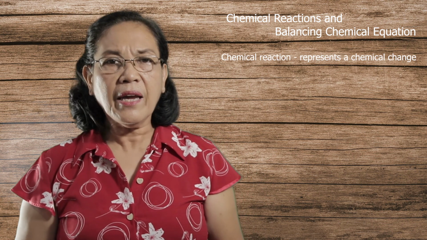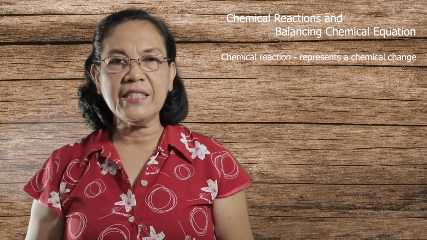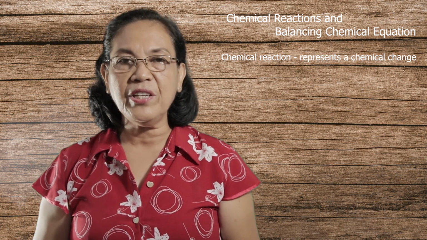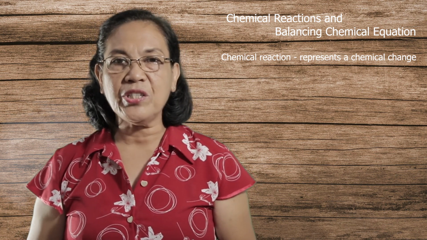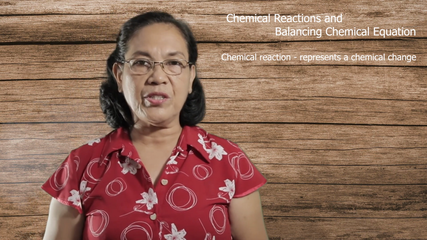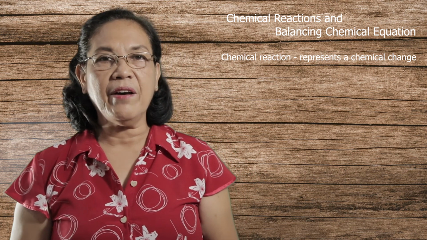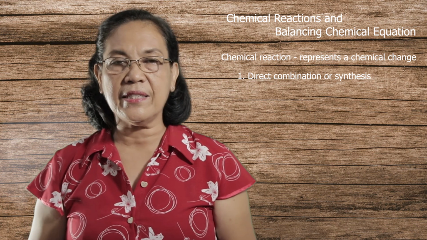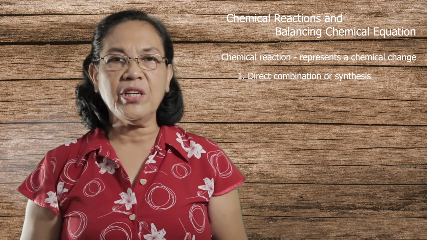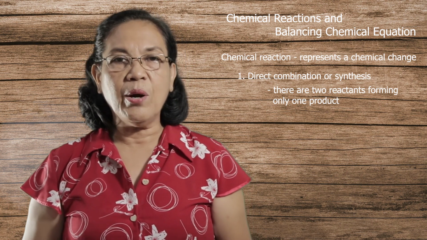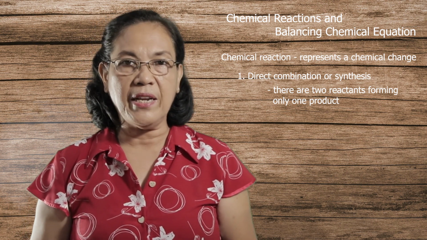Now, what is a chemical reaction? A chemical reaction represents a chemical change, meaning for all chemical changes, a chemical reaction can represent it. And there are types of chemical reaction. One, we have the direct combination, or known as synthesis. In the direct combination type of reaction, there are two or more reactants forming only one product.